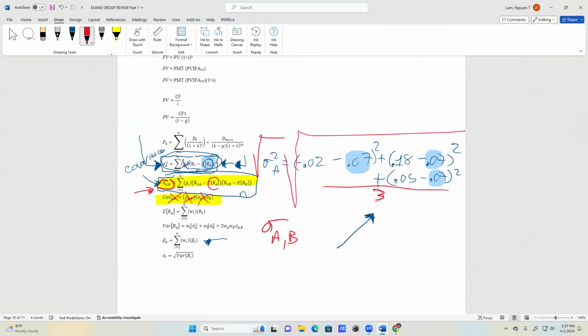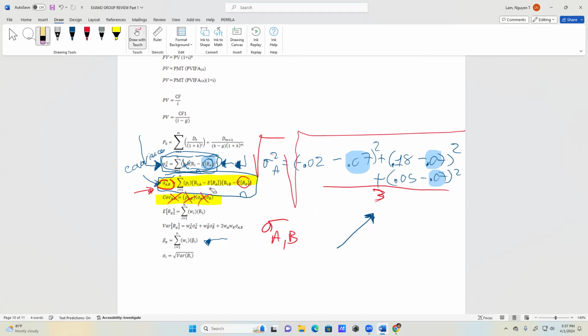ERA, I found it before. ERB, I found that before. The P is the probability. All right, seems straightforward. Don't be afraid, just identify what each piece is. You should be able to do it. Okay, let's work this together.